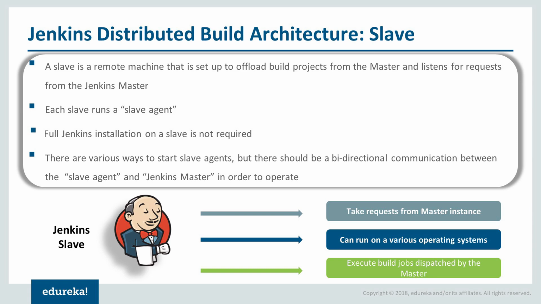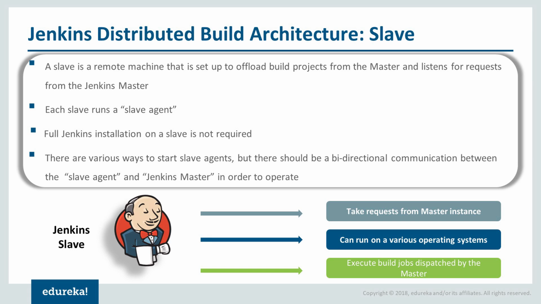Most of the times it happens through SSH. So we have SSH as one of the mediums of communication. Apart from that, we have jar file based communication as well, based on JNLP. So we'll see that when we talk about the ways to connect a Jenkins slave to the master. So the slave basically takes requests from the master instance. It can run on various operating systems. You can have any kind of operating system as your Jenkins build slaves.